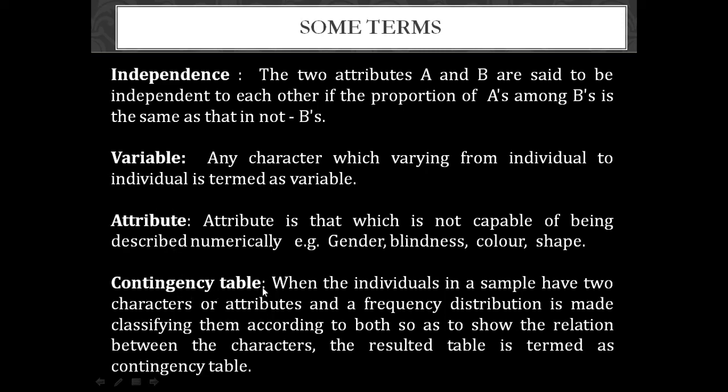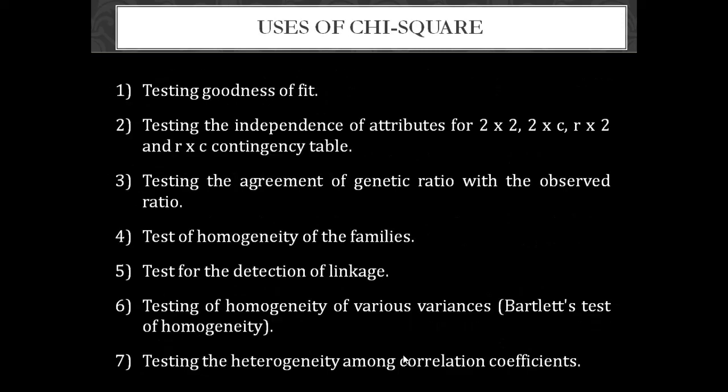Contingency table. When the individuals in a sample have two characters or attributes, and the frequency distribution is made classifying them according to both, and if we show the relation between these two characters, the resulting table is termed a contingency table.